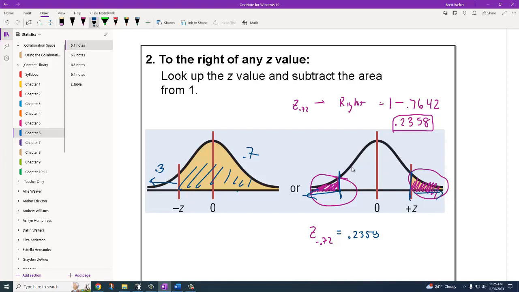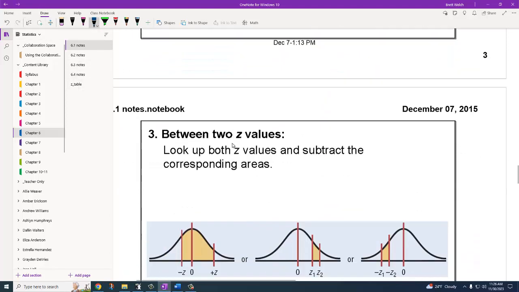Now if I had done the right side of a negative z-score like this, I could have done the right-hand side here by shifting it to the positive and going back. So you can just reverse the sign, whatever it is, positive to negative or negative to positive, and that will give you the right-hand side of the curve.